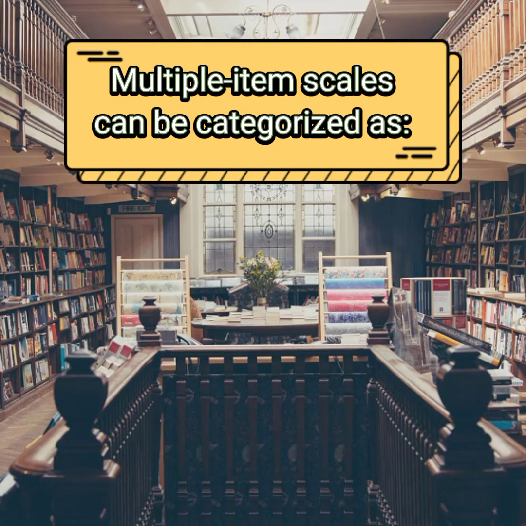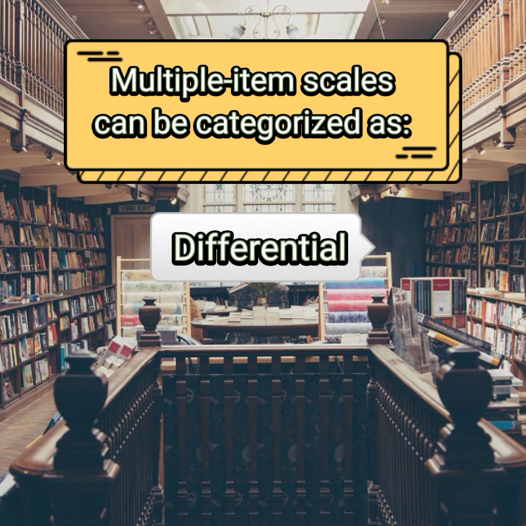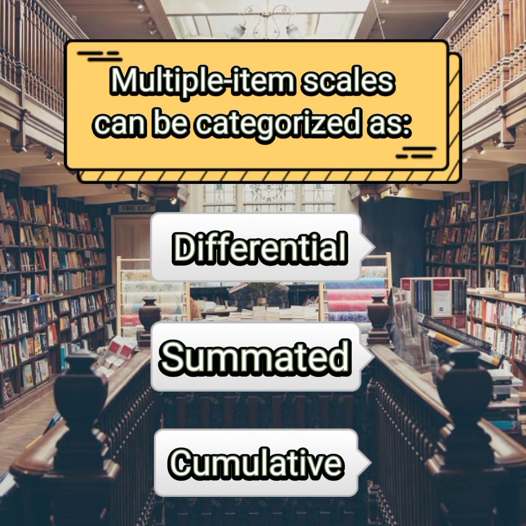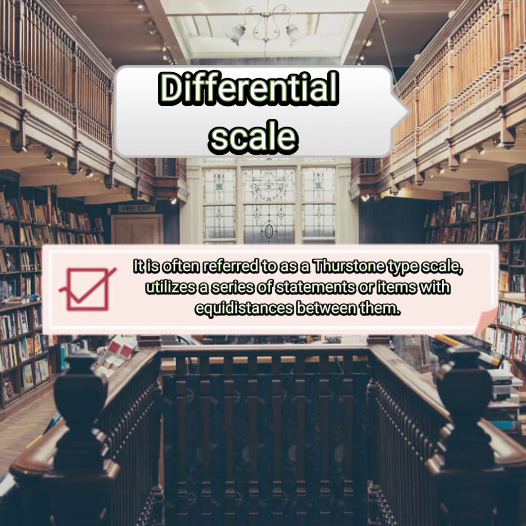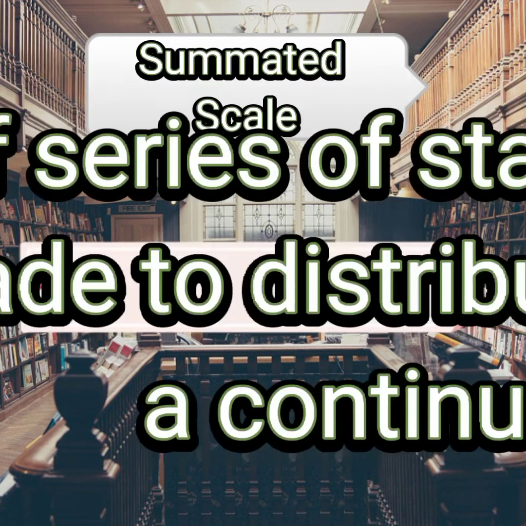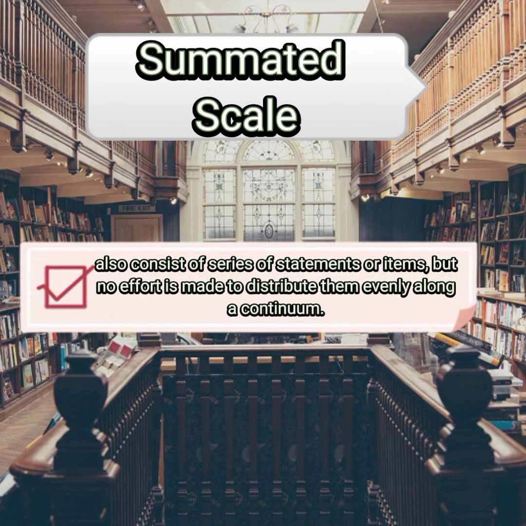Multiple item scales can be categorized as differential, summated, and cumulative. Differential scale, often referred to as a Thurston type scale, utilizes a series of statements or items with equidistances between them. Second is summated scale, also consisting of a series of statements or items, but no effort is made to distribute them evenly along a continuum.